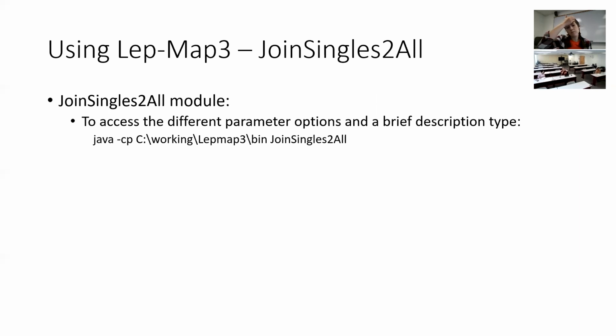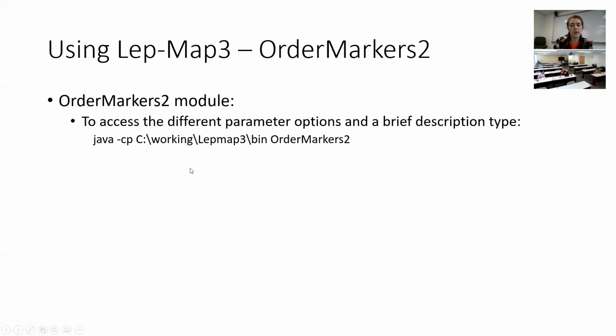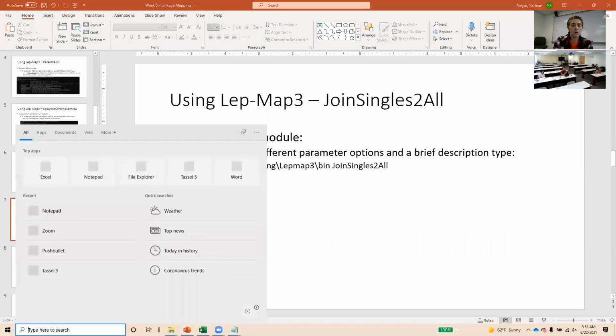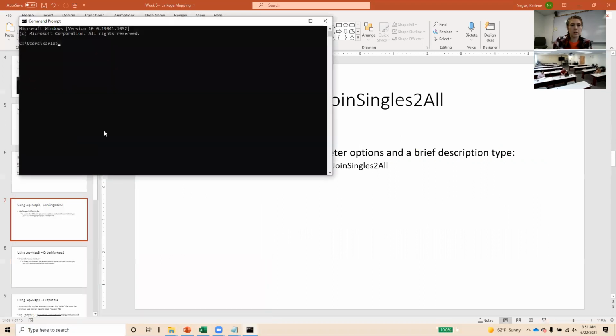Okay, so getting into JoinSingles2All, that's our next module. This is used to join markers that have been left over after the Separate to Chromosomes step. If those markers have a high enough LOD score to markers that are already in the groups, it will add those to them. So let's actually do that in here.